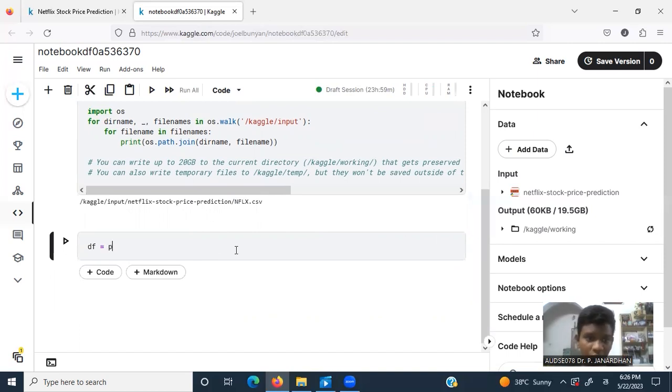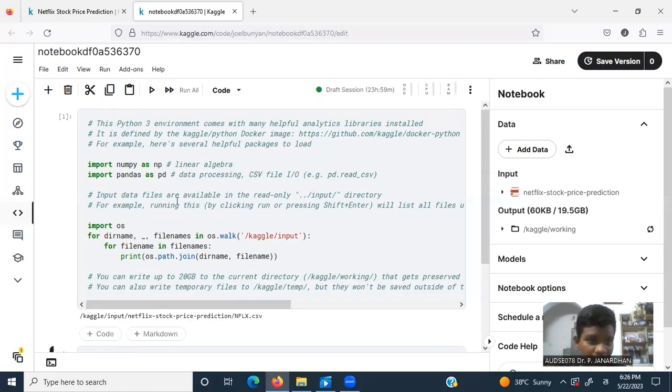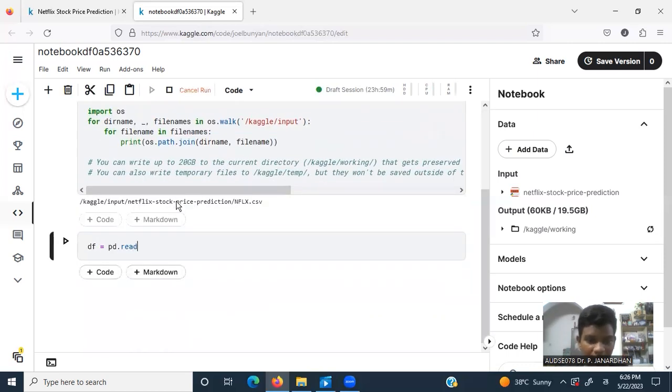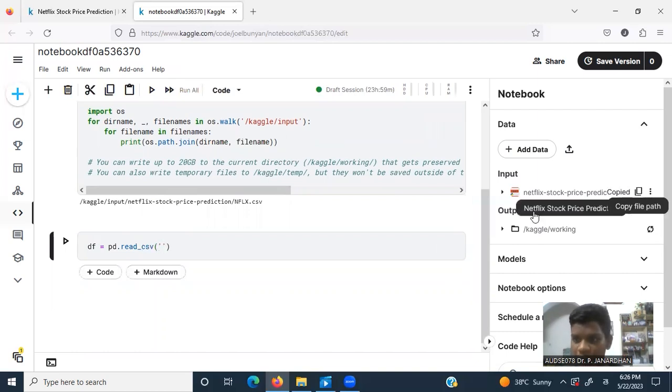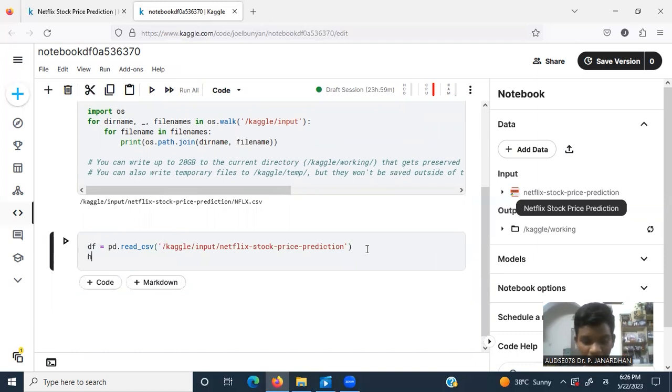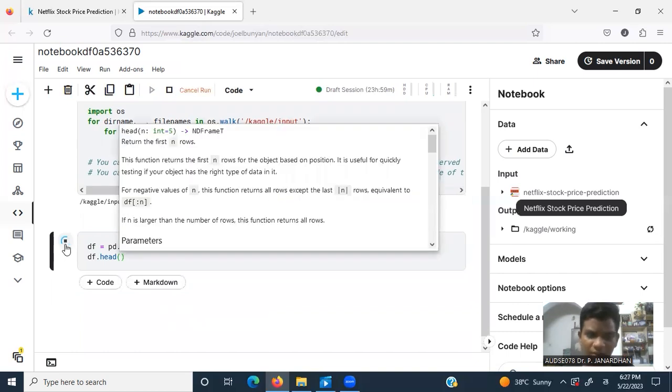So what you can do is, we have already imported pandas as pd. So I can just say pd.read_csv, and then input the path of this file. Wonderful. And then I can just say df.head. This function helps you to look at the top 5 values, I believe. Yeah, the top 5 values, I think.